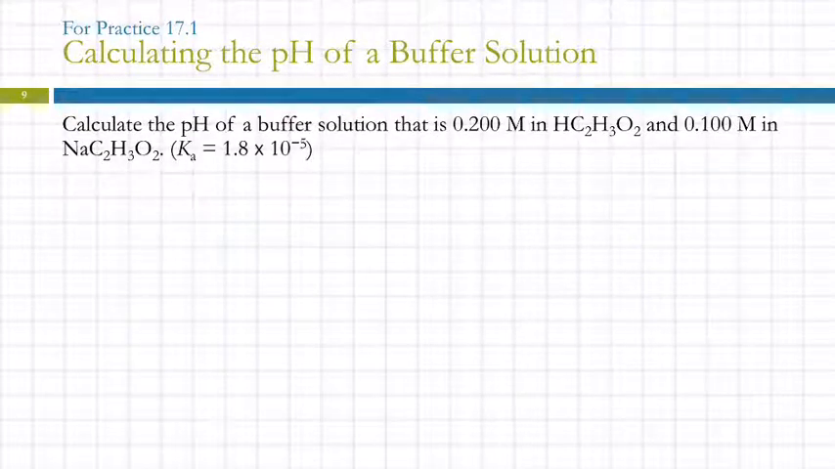Okay, so let's do a calculation. Calculate the pH of a buffer solution that's 0.2 molar in acetic acid and 0.1 molar in sodium acetate.